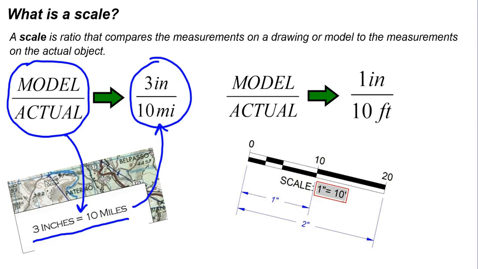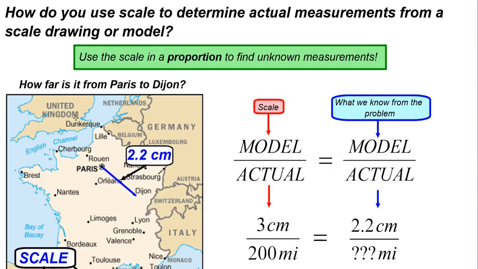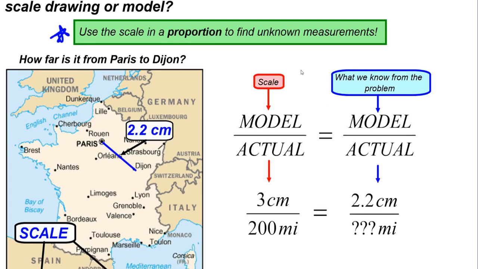And then another example here, you might see a scale that looks like this: 1 inch equals 10 feet. So again, we're going to use that model to actual ratio. So 1 inch for every 10 feet. So that's what a scale is, and we're going to use that to write a proportion to solve problems. So how do you use this scale to determine actual measurements from a scale drawing or a model? The take-home message of today is: use the scale in a proportion to find unknown measurements. So again, we're running into this idea of a proportion that we learned back in ratio and proportion.